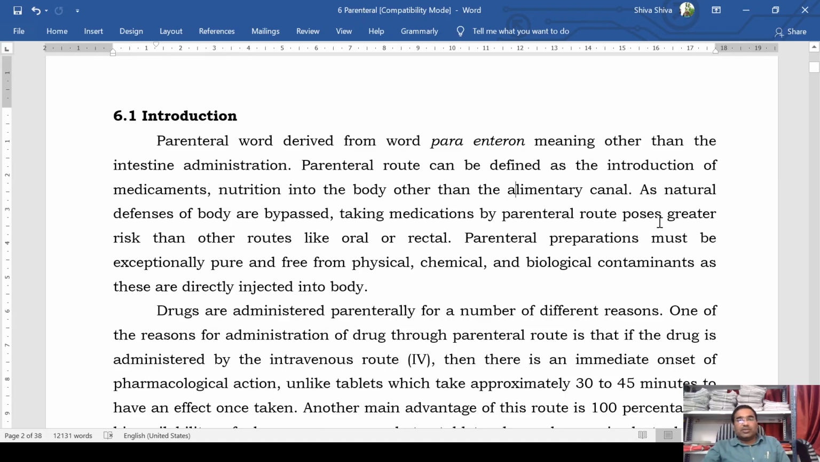Parenteral preparations must be exceptionally pure and free from physical, chemical, and biological contaminations, as these are directly injected into body. So any kind of contamination is not allowed in the parenteral product while formulating, while handling, or while injecting also. So any kind of contamination is not allowed, as these parenteral products directly come in contact with your systemic circulation.